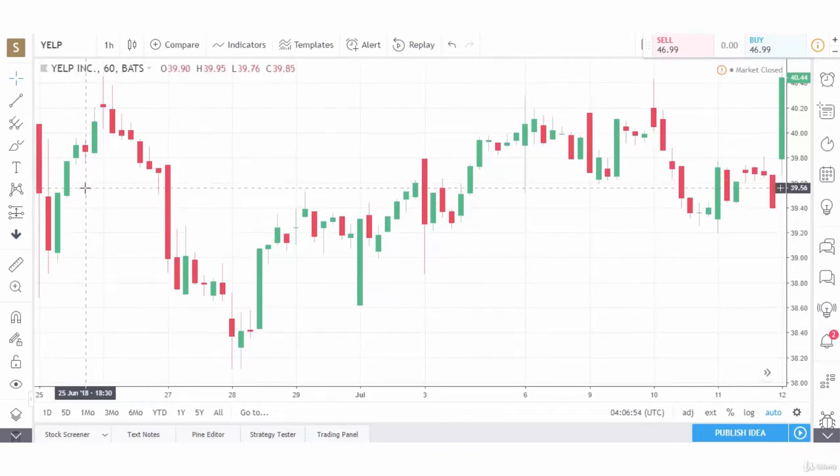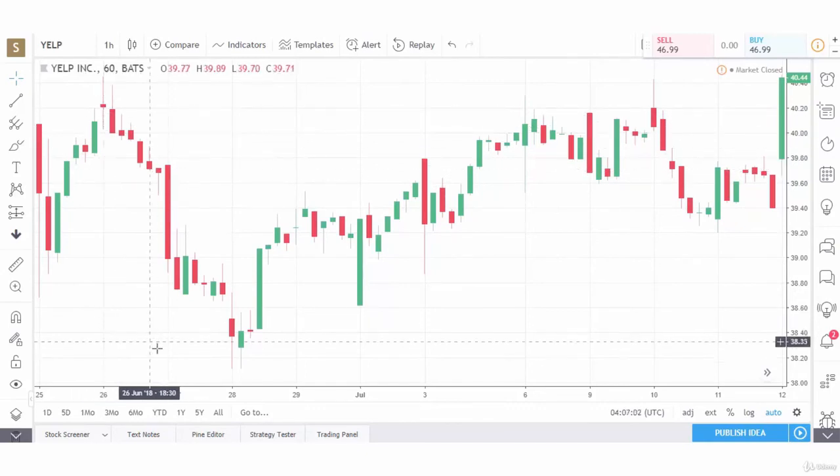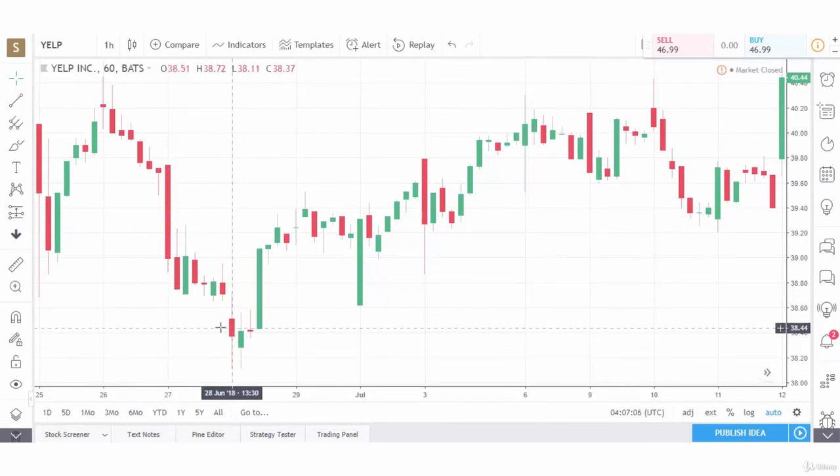Finally, let's look at this tweezer bottom in the stock of Yelp. Again, we're on an hourly basis. We have the stock trending down from just above the $40 level to the $38.20 level. And then we have the first candlestick in this pattern is a negative candlestick, continuing the pattern. The second candlestick is a bullish candlestick. And if you'll note the price, the low is $38.11 and the low is $38.11. So they went to the exact same price.